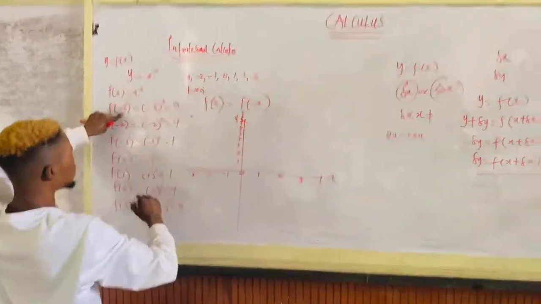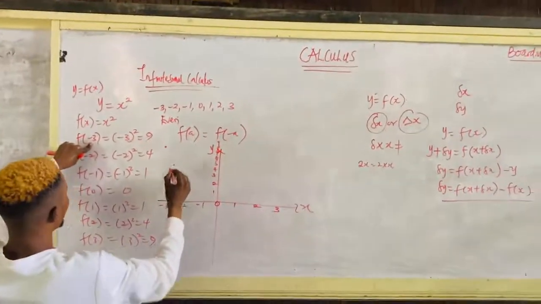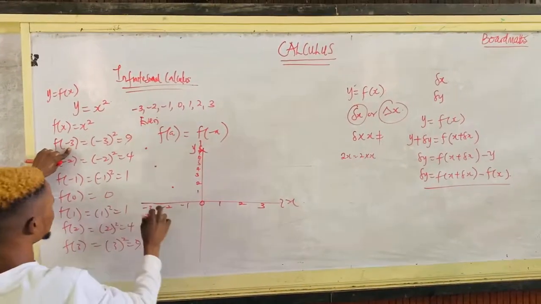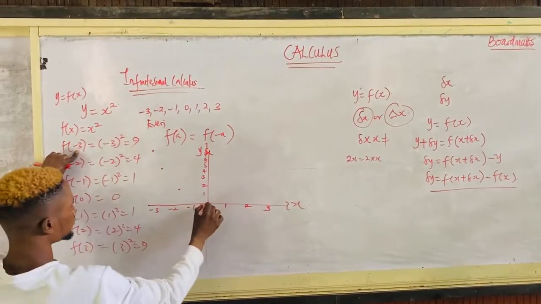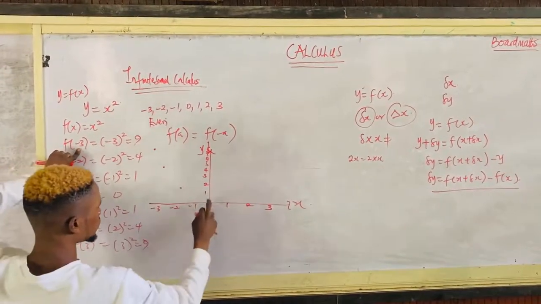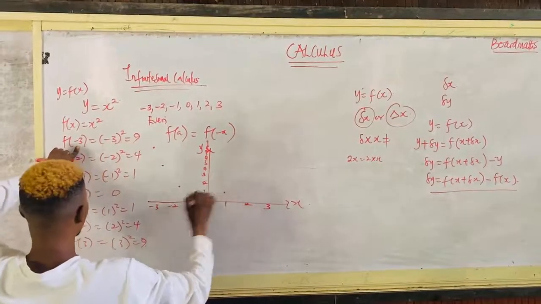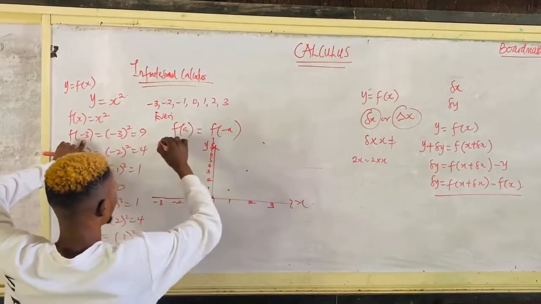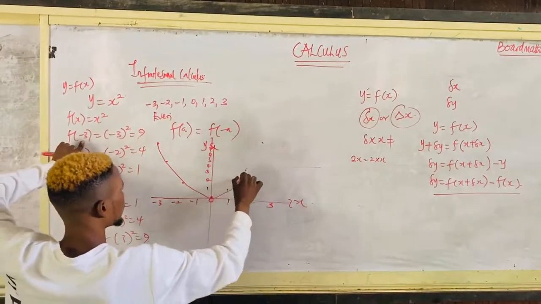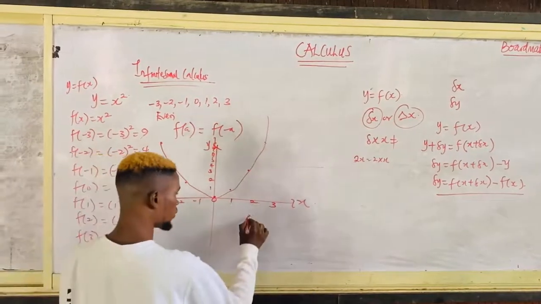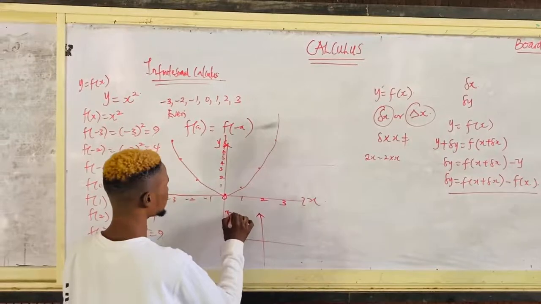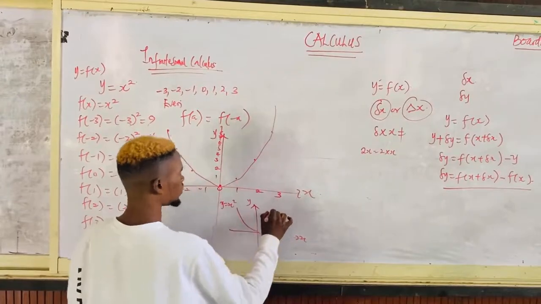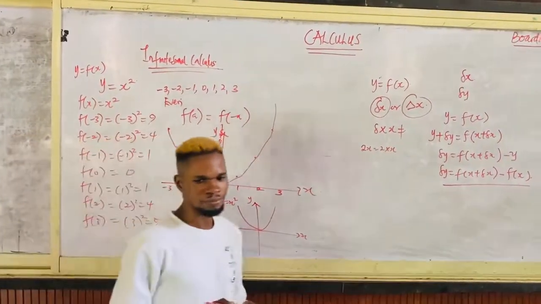Minus 2 and y is 4. Minus 1 and y is 1. X is 0, y is 0. X is 1, y is 1. And x is 2, y is 4. And x is 3, y is 9. It's like this. So the graph of y is equal to x squared is like this.